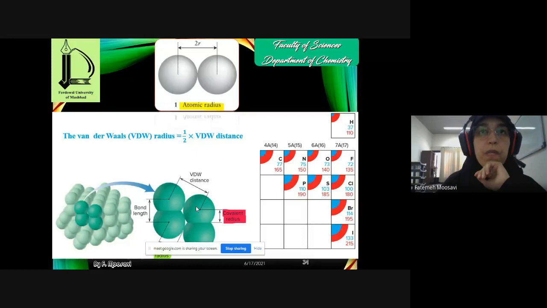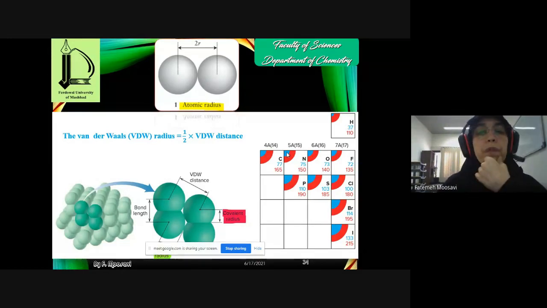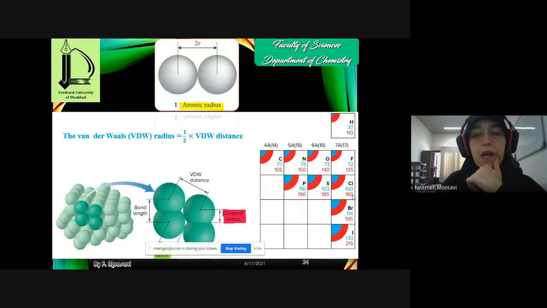So, the covalent radius, shown in blue, is 100 picometers in the case of chlorine atom, and its van der Waals radius is 180 picometer. As a result, we see that always van der Waals radius is greater than the covalent radius.